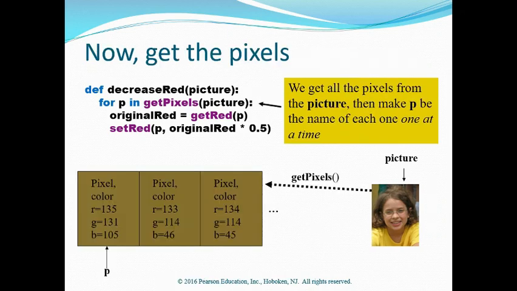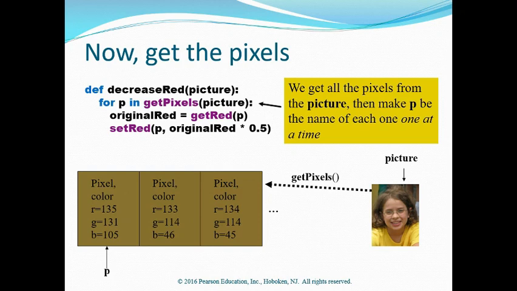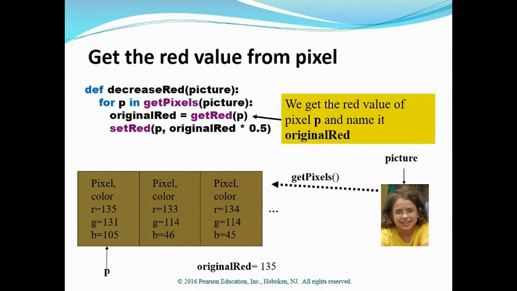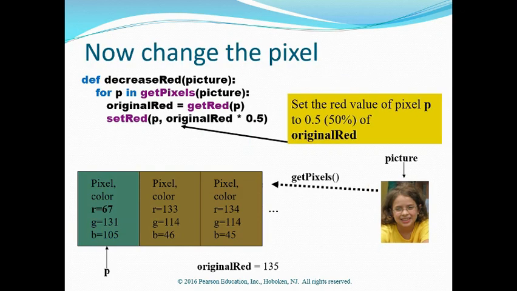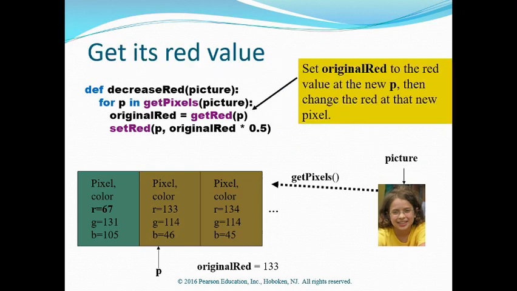So I think we already walked through this pretty slowly. I'll just go through this quickly. We get all the pixels from the picture, then we make p be the name of each one at a time. We get the red value from pixel p and name it original red. And then we set the red value of pixel p to 50% of original red. Then move on to the next one. You can see in the bottom example, it moved on to the next pixel.